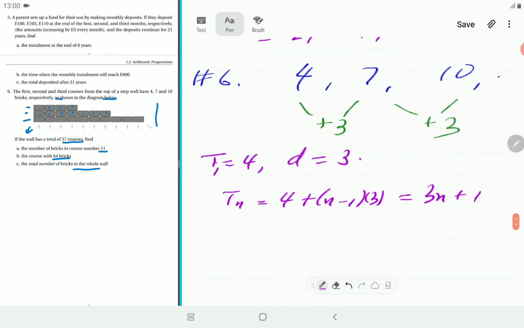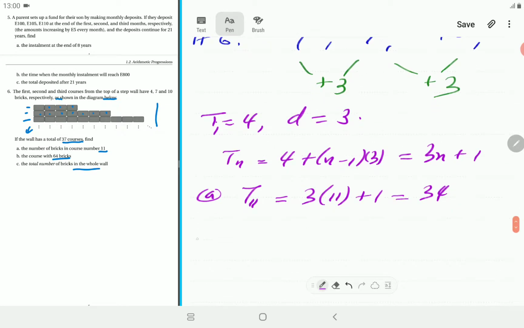So in part A, the number of bricks in course number 11 is going to be T11. It's going to be 3 times 11 plus 1. So that's going to be 34 bricks in course number 11.